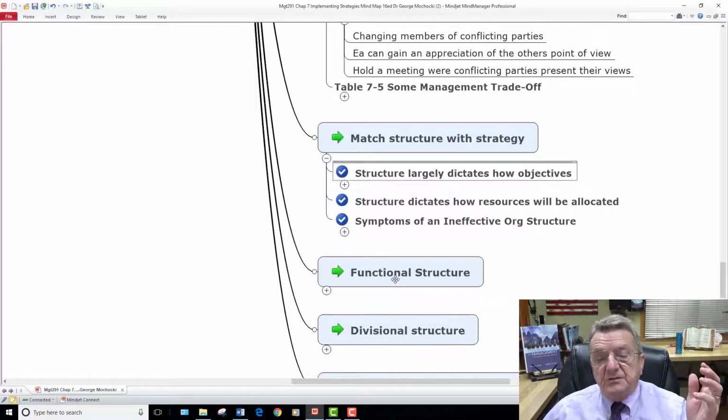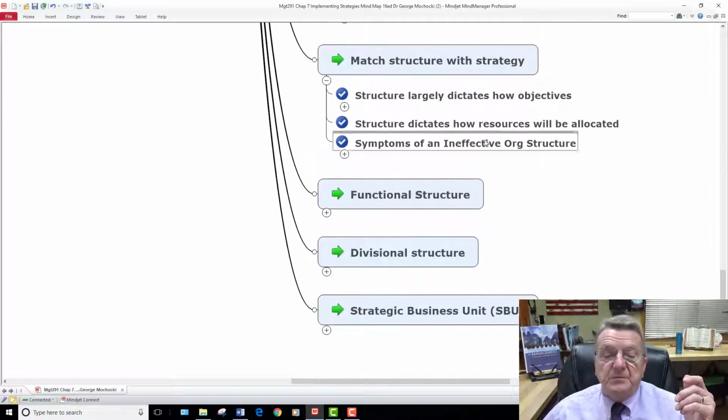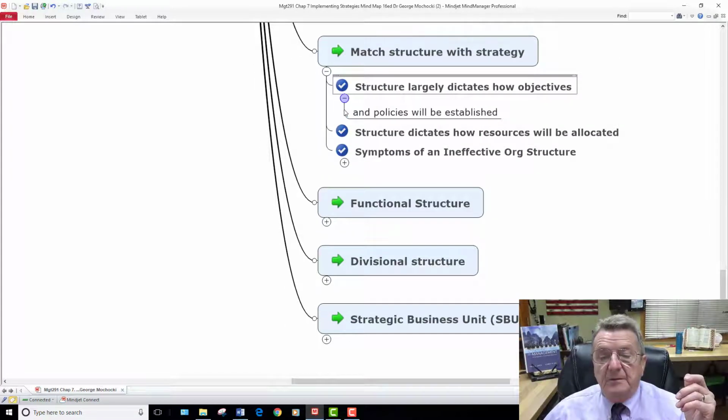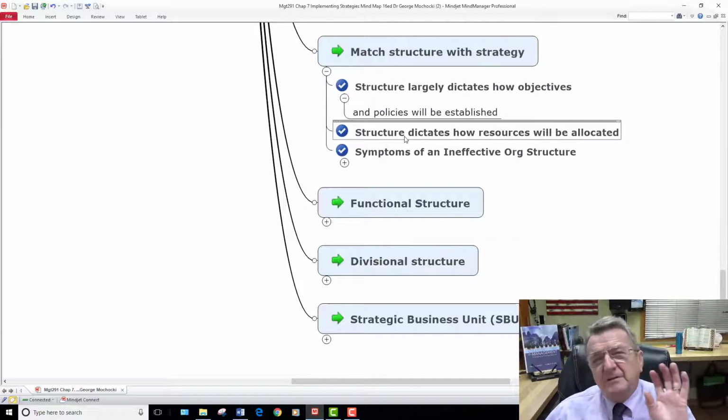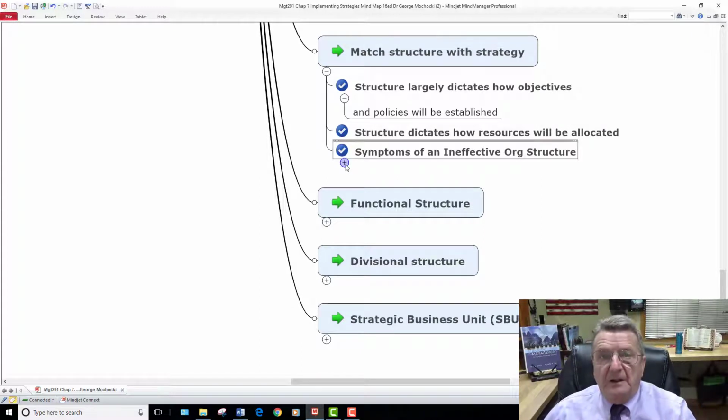Okay, matching the structure. Structure largely dictates how objectives are met. Makes sense. And policies will be established, and you're establishing some of those policies. New organization: who to report to, what the procedures are, and a lot of them stay. You just have to tweak them, the linkage. It's not that much, but it's a lot of work. You just got to make sure that all of them are in line with the new objectives of the organization. Remember, because that's what keeps people on autopilot, for lack of a better word.